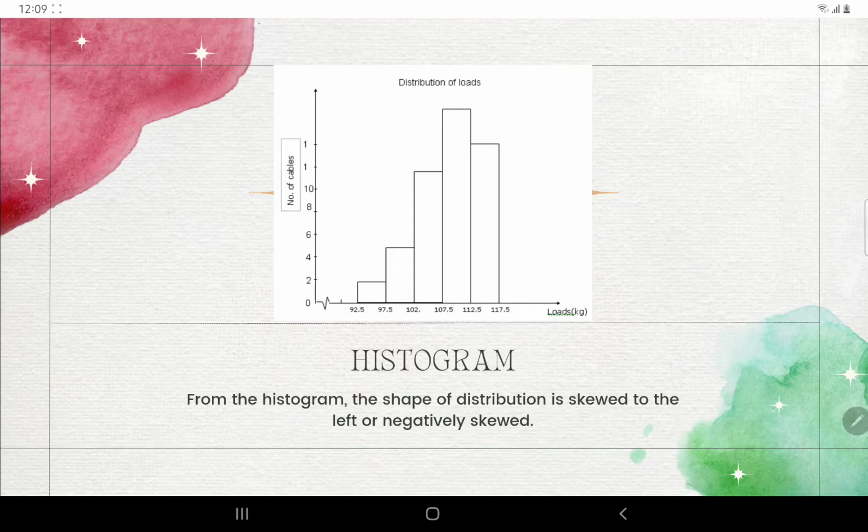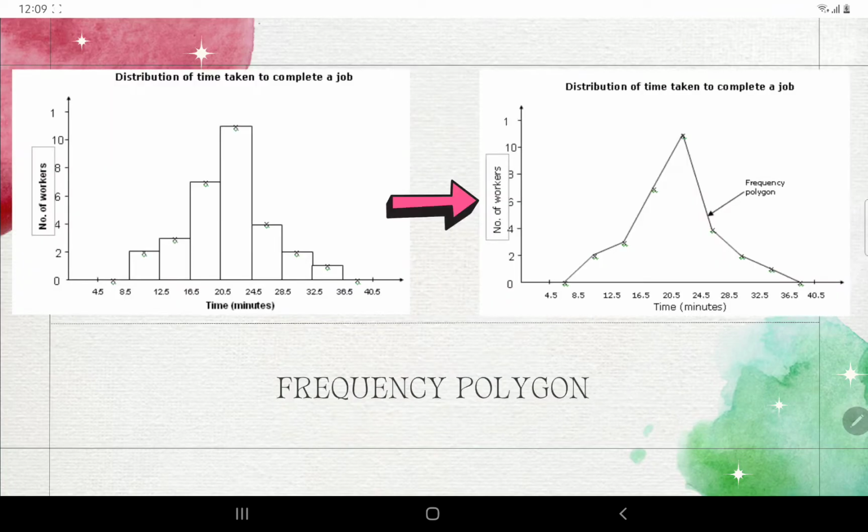And then the second one, to determine the skewness from the frequency polygon. We can get our frequency polygon from the histogram here. From this histogram, we construct our frequency polygon. From this frequency polygon, you can see that the distribution is equally spread on both sides, so we can say that the skewness is symmetric.